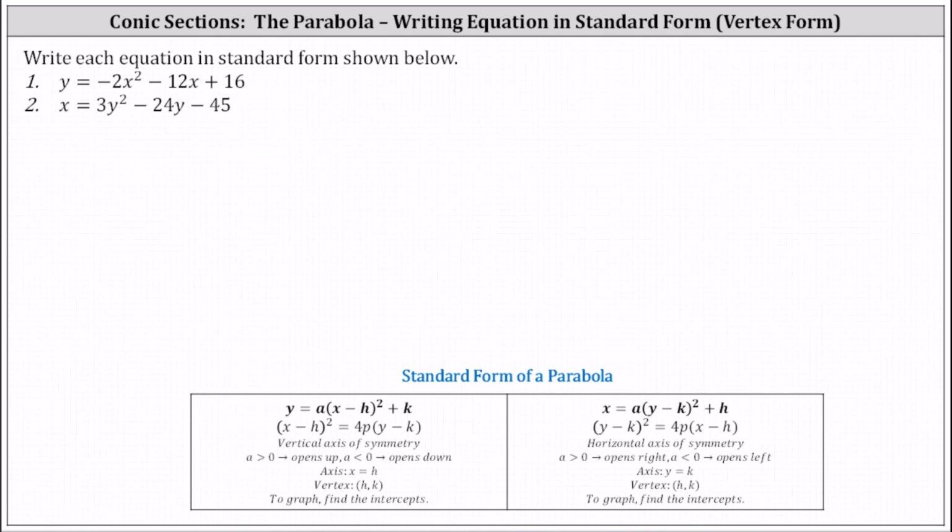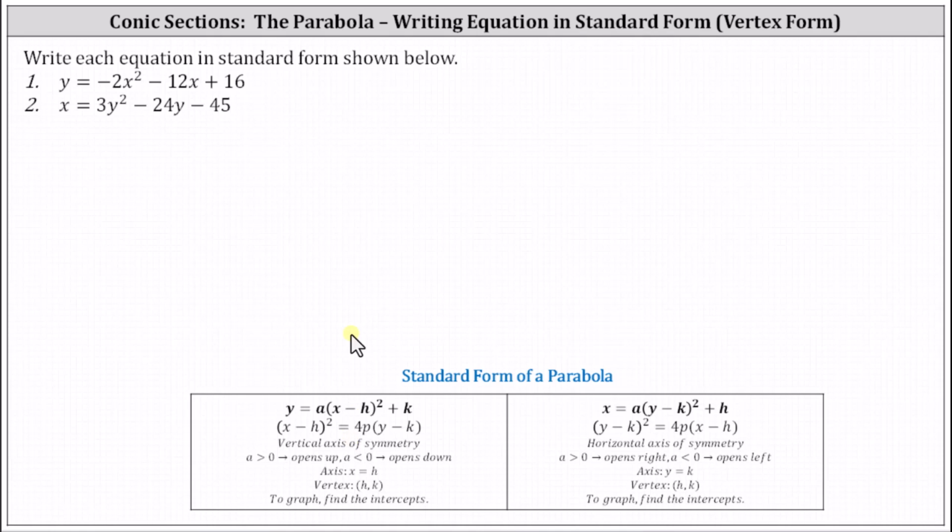Write each equation in standard form shown below. Our textbook refers to the standard form for the equation of a parabola as y equals a times the square of x minus h plus k, or x equals a times the square of y minus k plus h. Other sources refer to this as vertex form, and the equations I've included below as the standard form for the equation of a parabola. Either way, using the language from our textbook, we want to write the given equations in one of these first two forms.